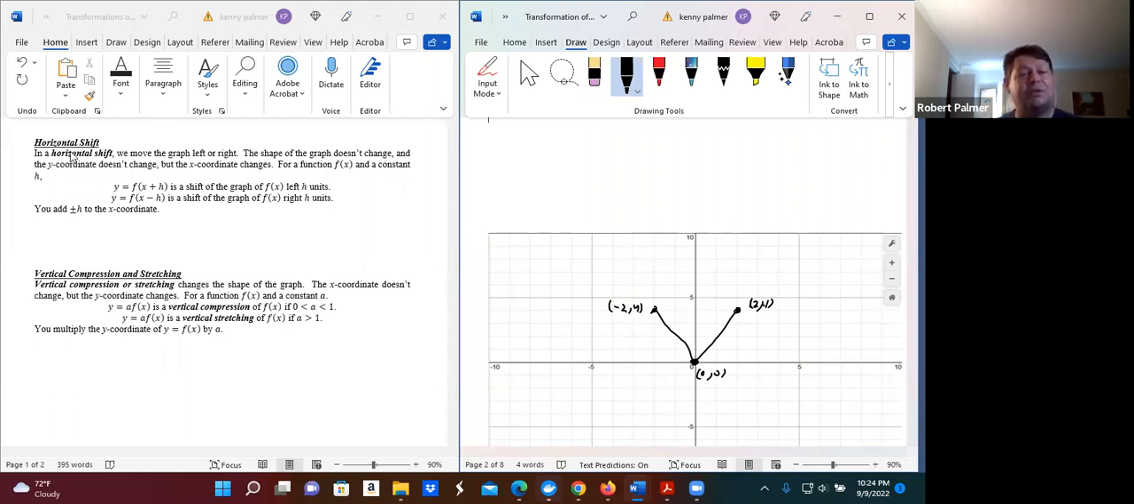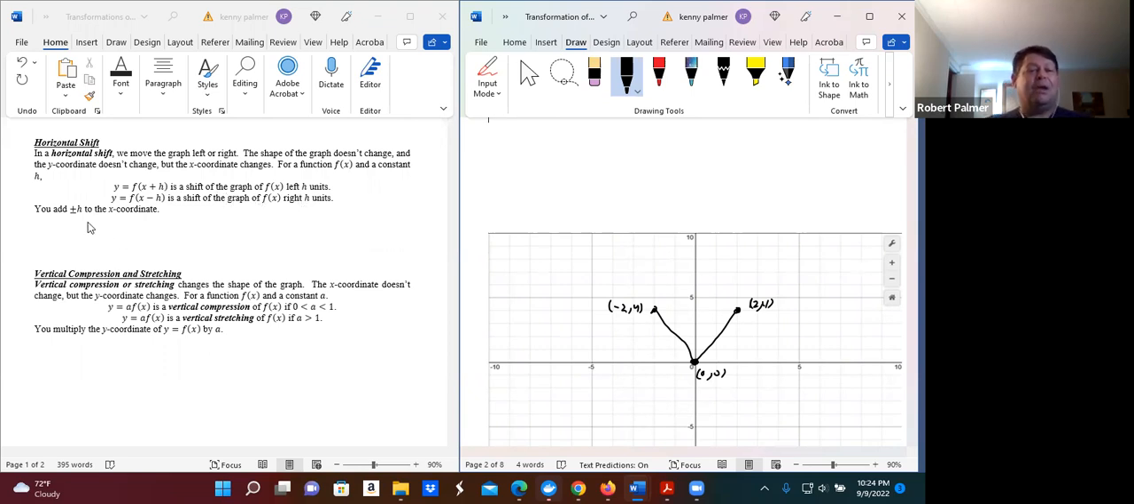Okay, so I'll just read this. In a horizontal shift, move the graph left or right. The shape of the graph doesn't change, once again, like a vertical shift. And the y-coordinate doesn't change, but the x-coordinate changes. For function f of x, we add some constant we're going to call h. And here is where it's the opposite of what you'd expect. If we have a plus h on the inside, that's actually a shift to the left, h units. But if it's minus h, that's a shift to the right, h units.